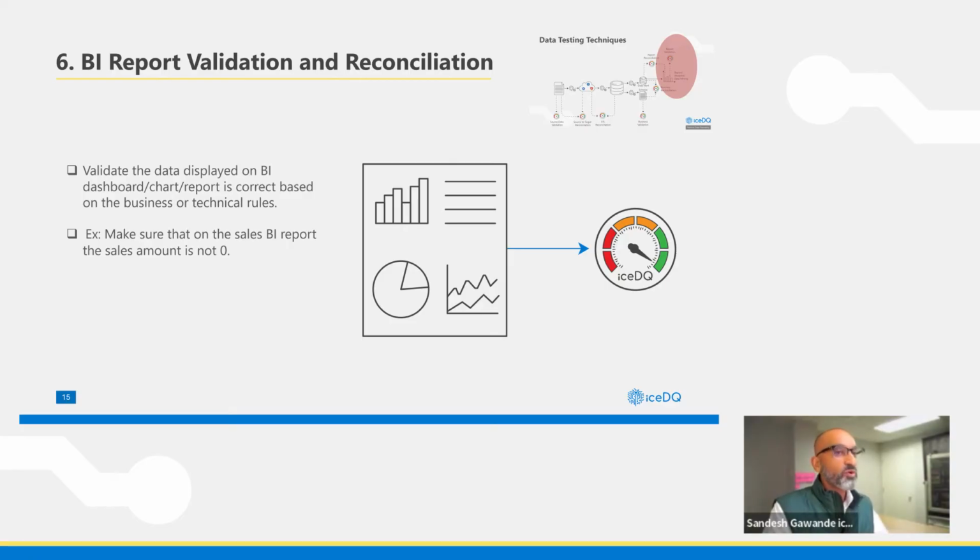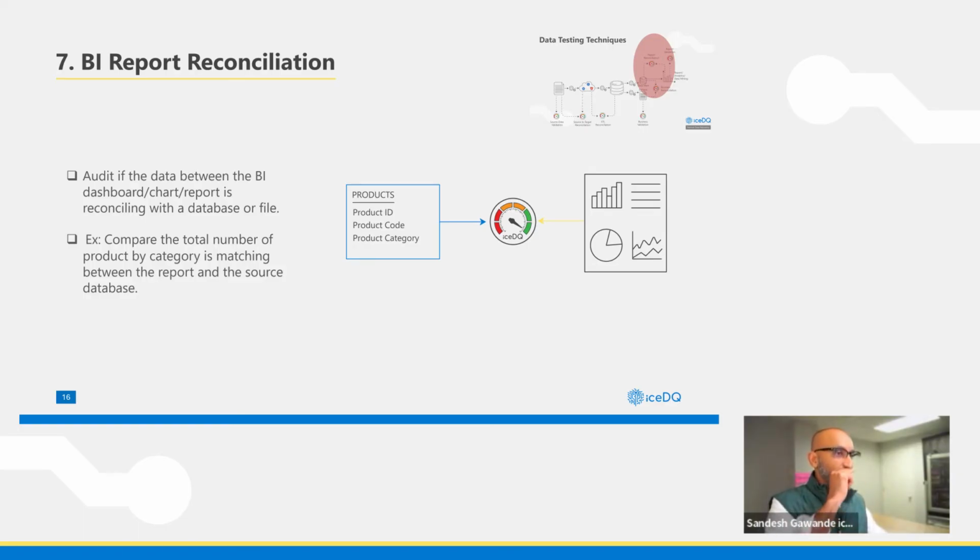Then if you go into the report, if a report is showing net amount or something, I know the sales amount cannot be zero, so I can create those kinds of rules to check if there are any issues in the BI reports, right? And the iceDQ platform can actually connect to your business report and go to the database and do all those kinds of comparisons. So this is the reconciliation part, where the iceDQ platform is going to the database, connecting to the report, comparing the values and finding out if there are any issues with the data.